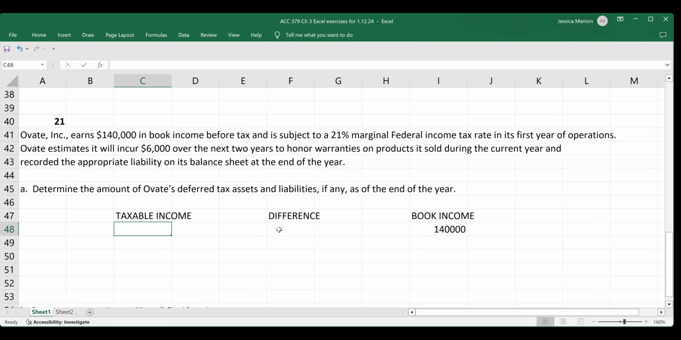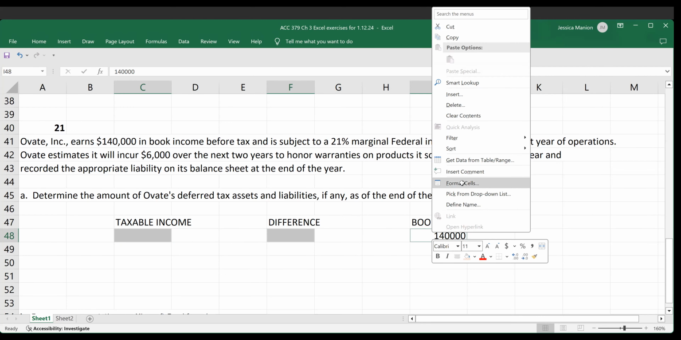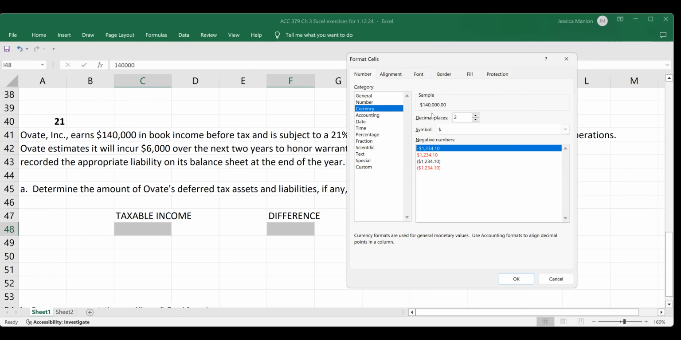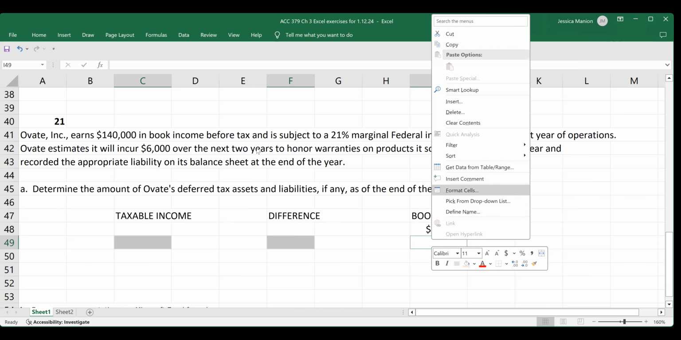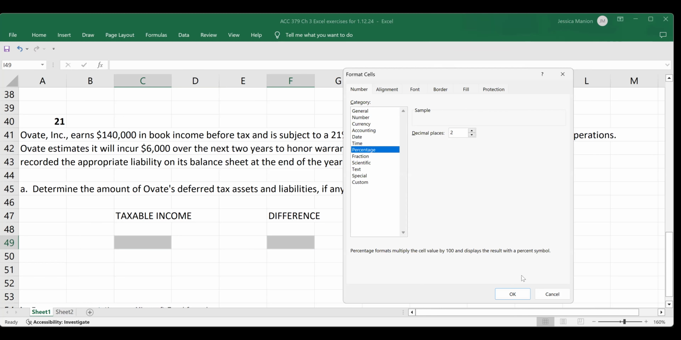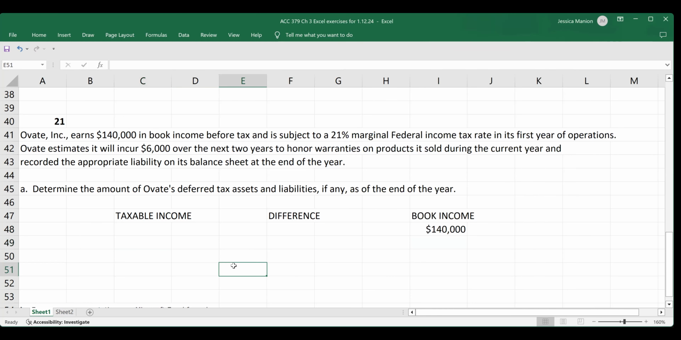So let me do this. So we've got currency for our amounts. Then we'll do percentages. Oh, hot dog. For our percentages.